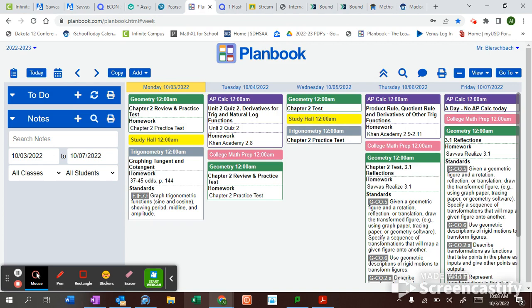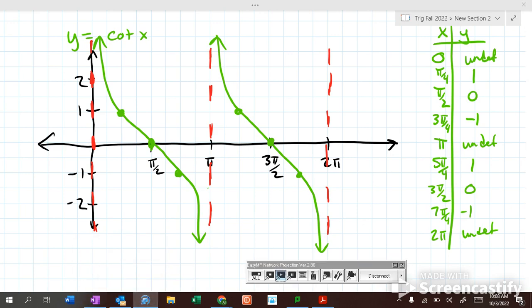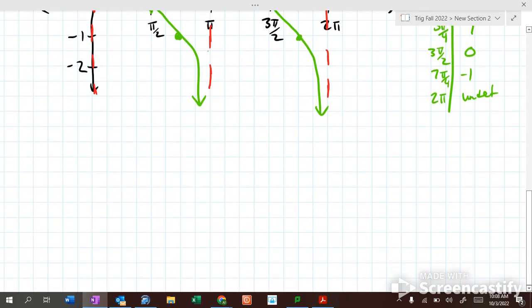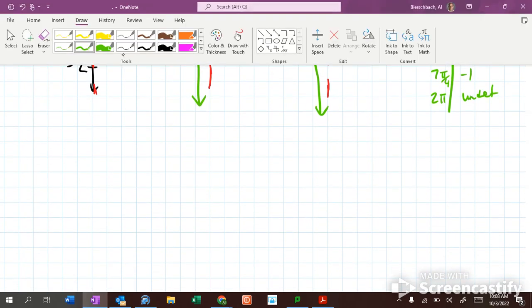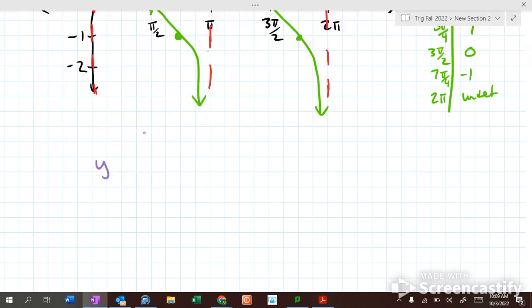So let's graph y equals -2 tangent of x minus pi over 2. All right, gets a little complicated now.